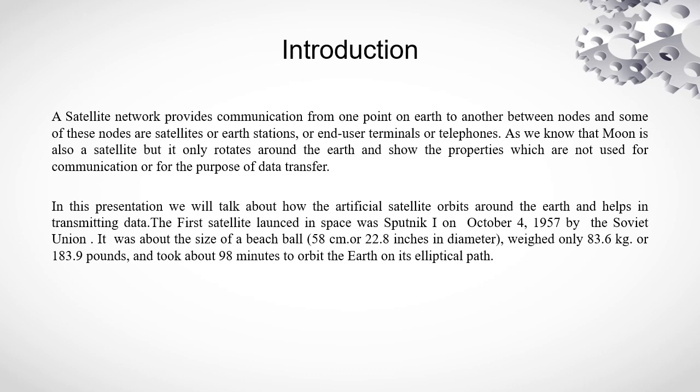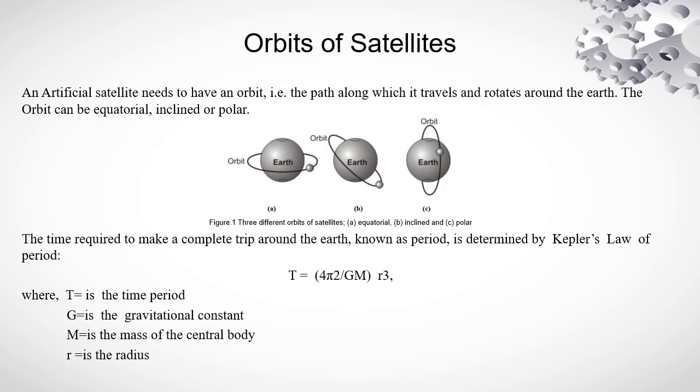Now, moving towards the second slide. Orbits of the satellite. An artificial satellite needs to have an orbit, that is, the path along which it travels and rotates around the Earth. The orbits can be equatorial, inclined, or polar. In figure 1, we see how the satellites orbit around the Earth in three different ways: equatorial, inclined, and polar. Now, as the satellite orbits around the Earth, there is a time period.